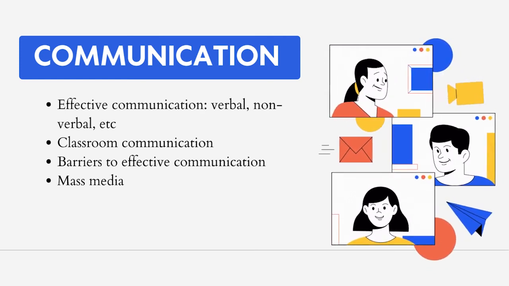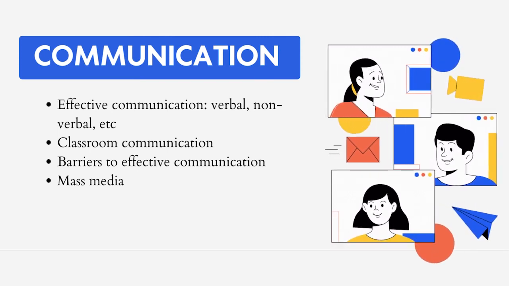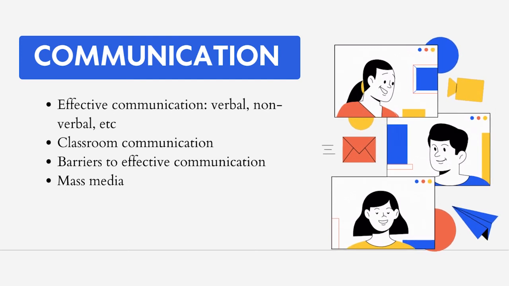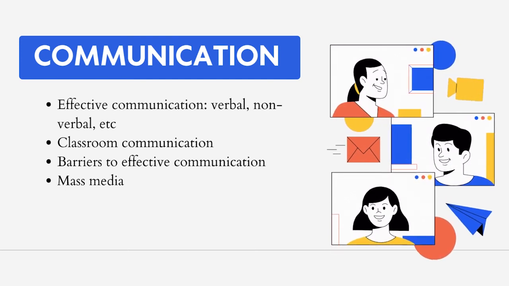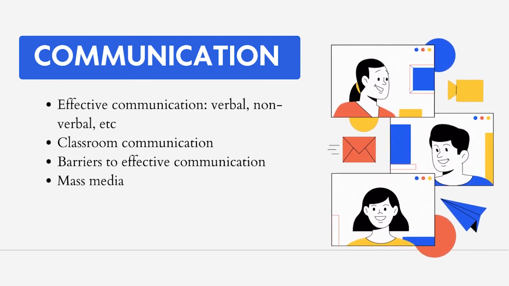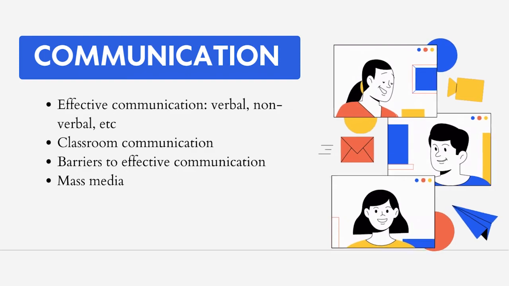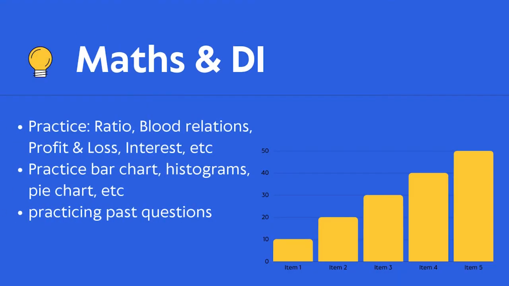Next important subhead is barriers to effective communication. This is the most important topic under communication. So just try to remember it, and it's quite easy also. Last one is mass media, that is, what the role of mass media in society is. So these are the things which you should remember under communication.